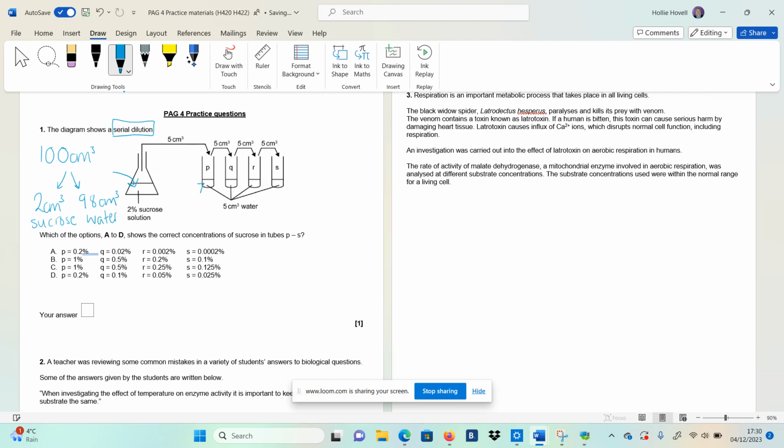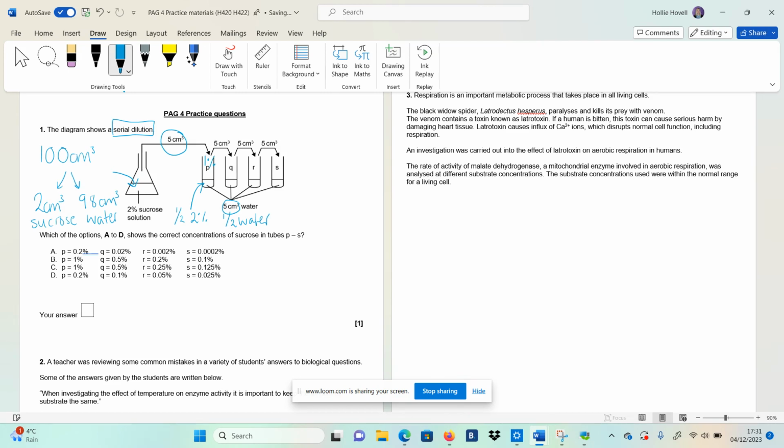So in here, we've got half 2% solution and half water, because we've got 5 centimetres cubed of this one and 5 centimetres cubed of this one. So half 2% and half water is going to dilute that down. It's basically going to halve it. So this one here is going to have a 1% sucrose solution in it now because we've diluted it by half.